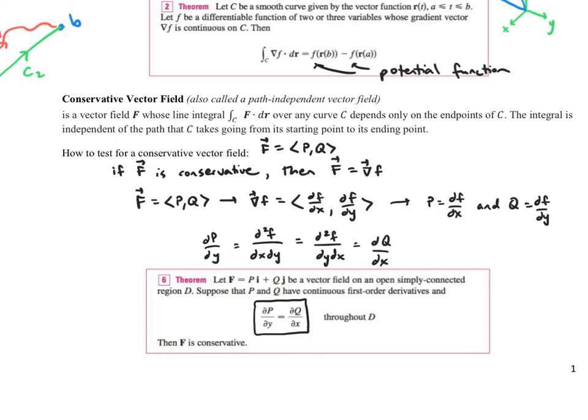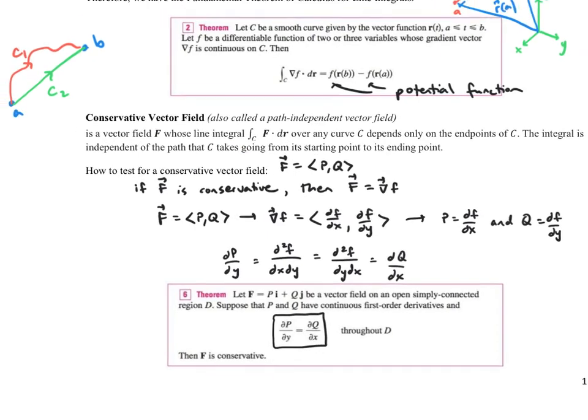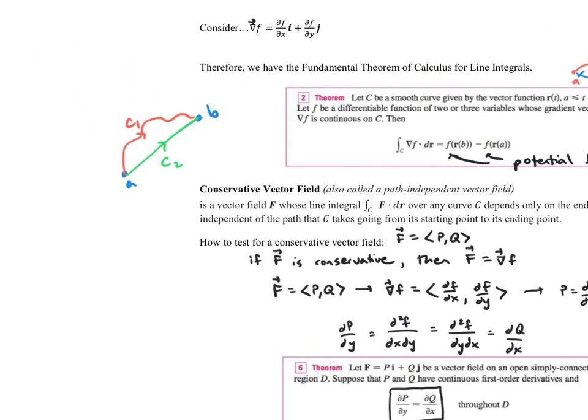If it is not conservative, then going back up here to our little picture, the path probably matters from one point to the other, most likely. If it is conservative, then the path won't matter at all.